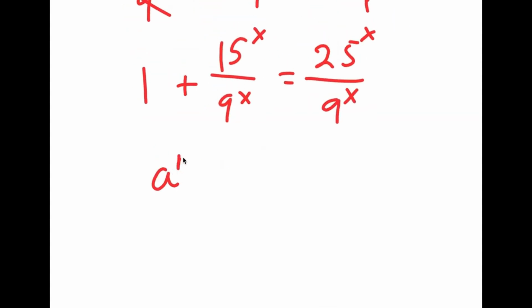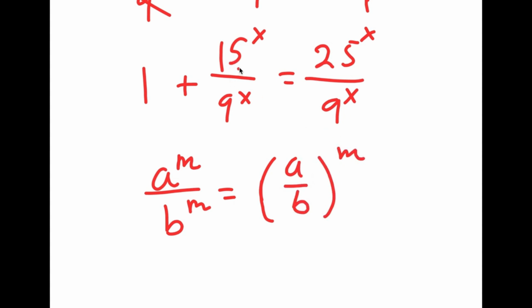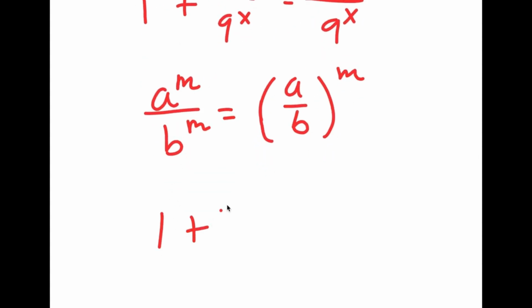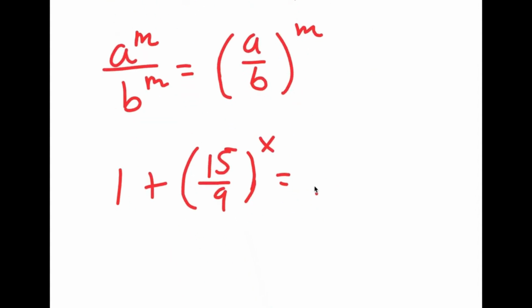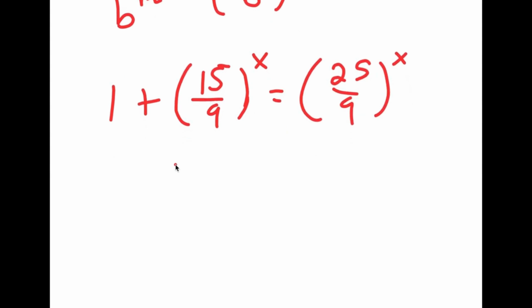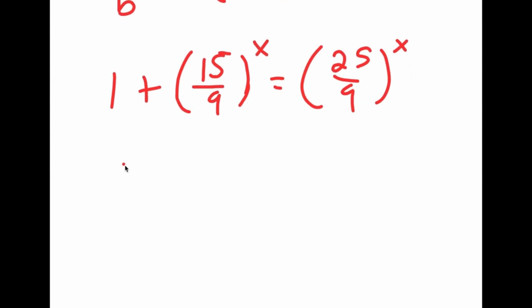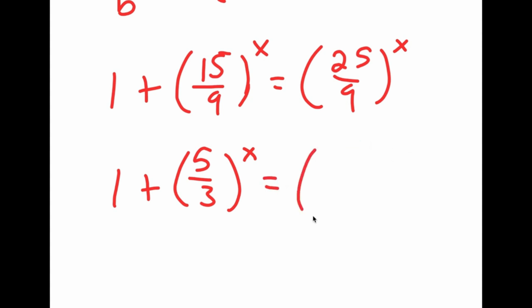Now, if I have something in the form a to the power of m over b to the power of m, this is the same thing as a over b to the power of m. So 15 to the power of x over 9 to the power of x, that's going to equal 15 over 9 to the power of x. And 25 to the power of x over 9 to the power of x, that's going to equal 25 over 9 to the power of x. And now, 15 over 9 simplifies to 5 over 3. And 25 over 9, that simplifies to 5 squared over 3 squared.